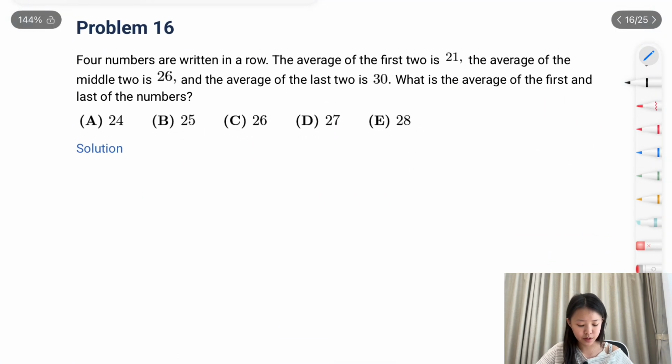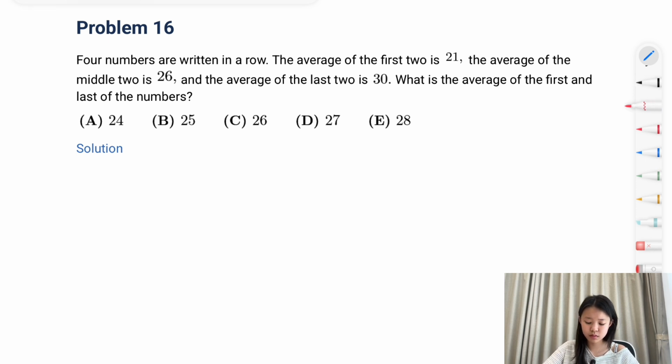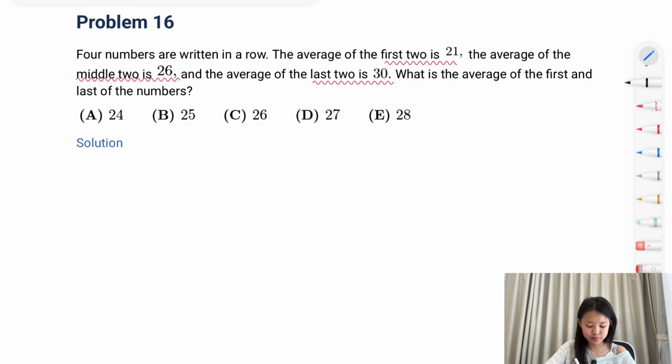So 4 numbers are written in a row where the average of the first 2 is 21. The average of the middle 2 is 26, and the average of the last 2 is 30. What is the average of the first and last numbers? So we can assume the first number is x, and for the average of the first 2 to be 21, the sum of them needs to be 42. And so this is 42 minus x.